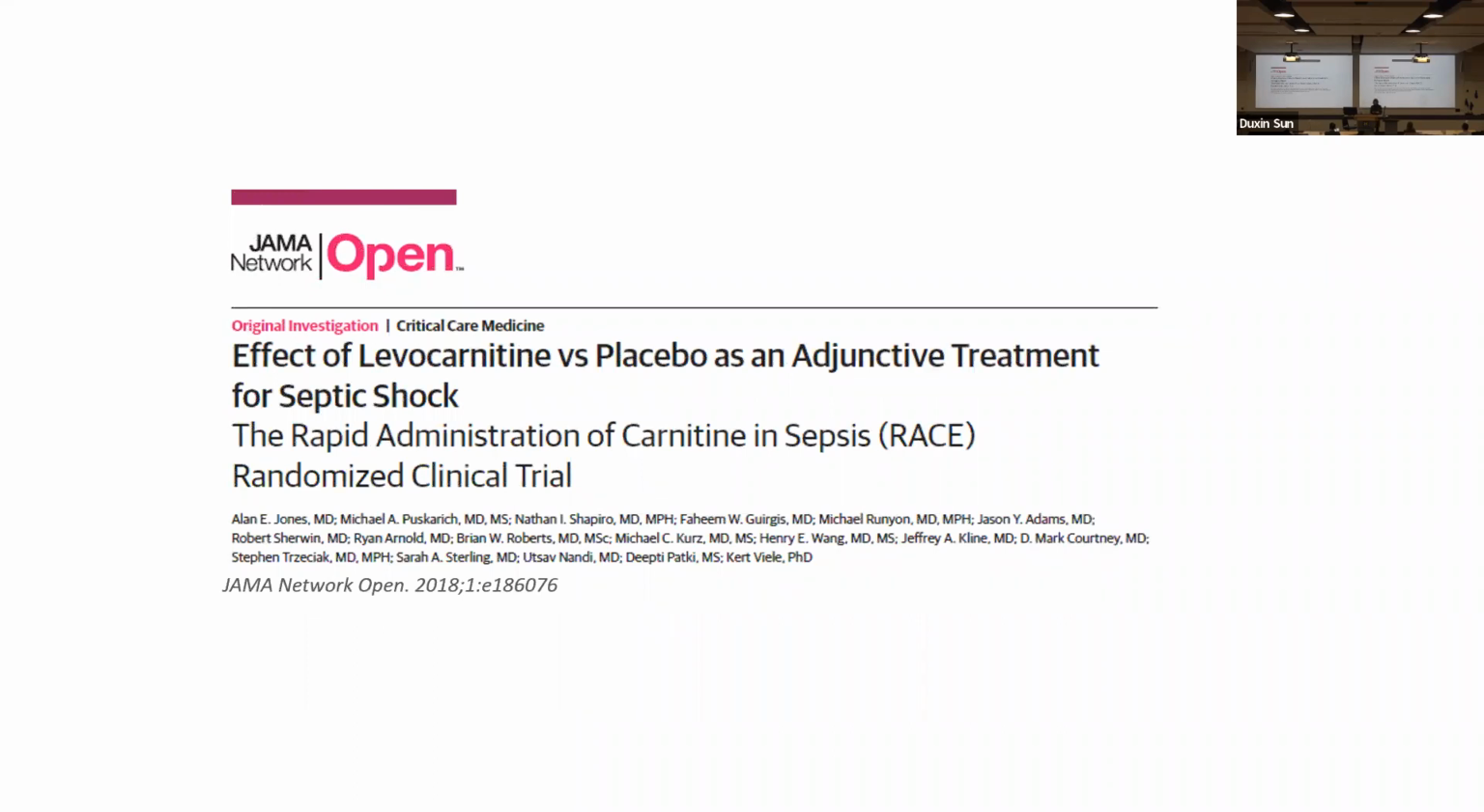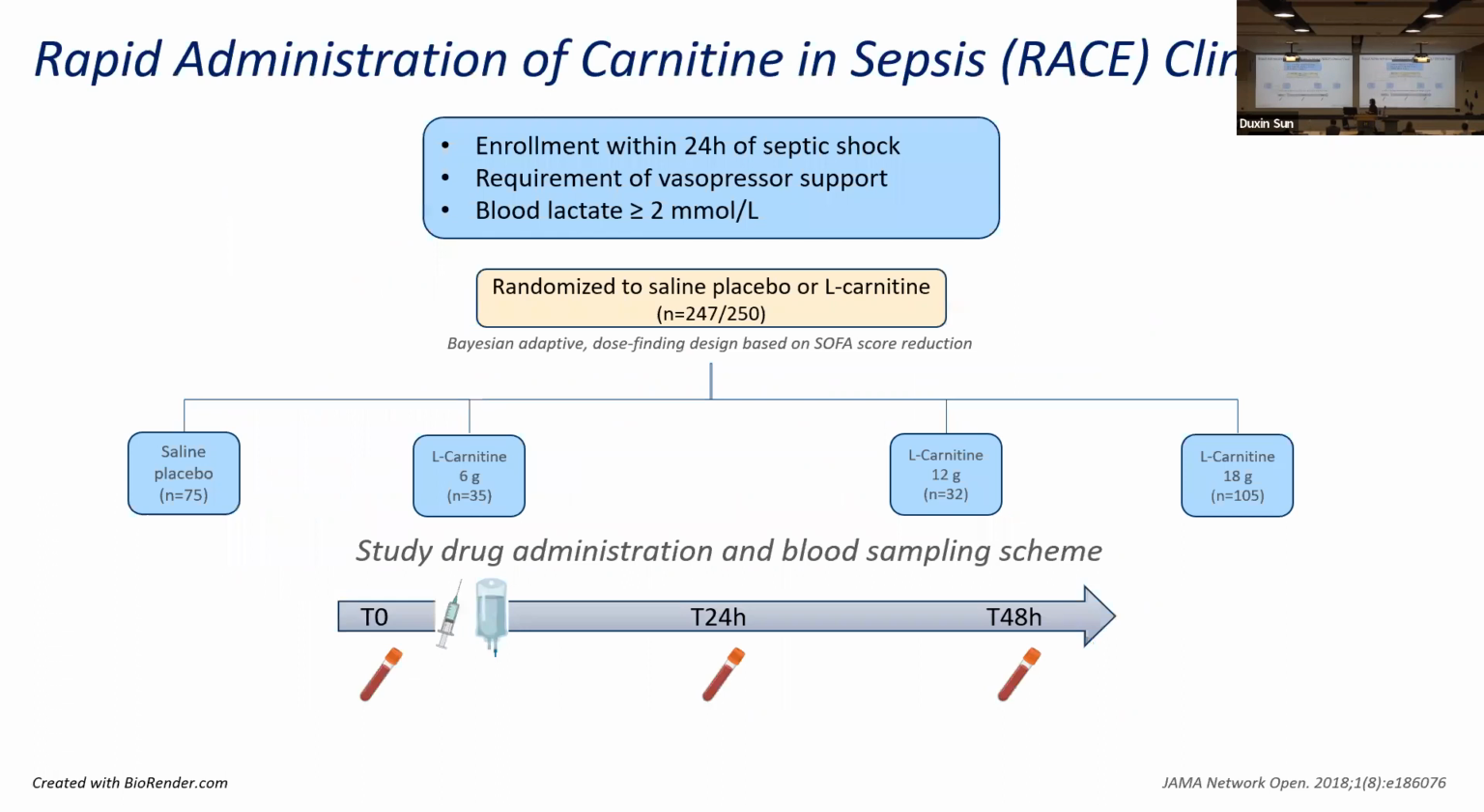We have leveraged a clinical trial that was conducted by Alan Jones at the University of Mississippi to better understand the metabolic consequences of sepsis. And this was a randomized clinical trial, a phase 2 trial of L-carnitine versus placebo in patients with vasopressor-dependent septic shock. So they were very sick. And we utilized the blood samples that they collected as part of the study.